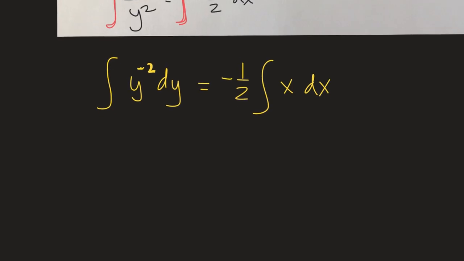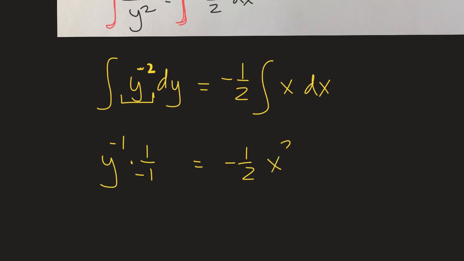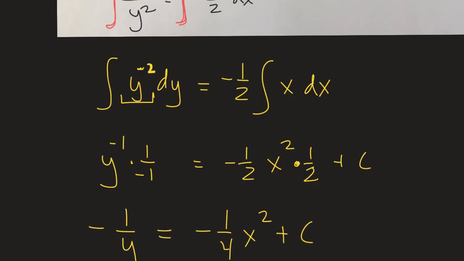Okay, so now let's take the antiderivative of y to the minus 2. So we add 1, negative 2 plus 1, and multiply by the reciprocal. And over here we have negative 1/2 of x squared times 1/2 plus c. Okay, so we add 1 to the power, so this is 1, 1 plus 1 is 2, and we multiply by its reciprocal. So this is negative 1 over y equals negative 1/4 of x squared plus c.